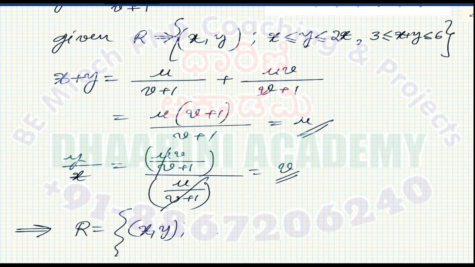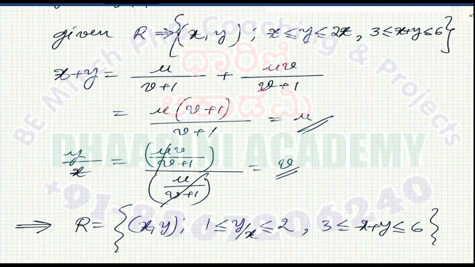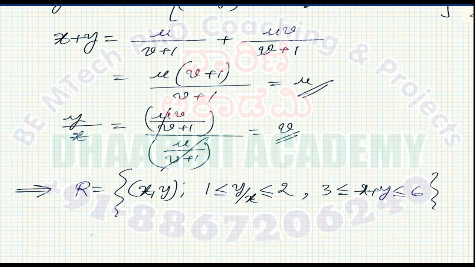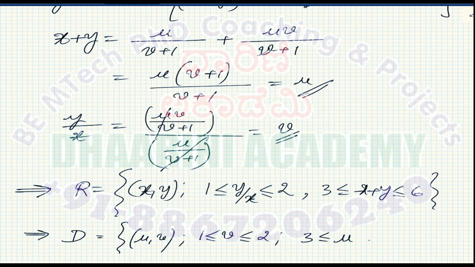Okay, now just to rewrite this, this is 1 less than or equal to y by x less than or equal to 2 and 3 less than or equal to x plus y less than or equal to 6. So it is very clear that I can replace the x plus y by u and y by x by v. So this implies the new region, that is D. We require D in my substitution part of the equation to solve the double integrals. All right, so now I write the equation in terms of u comma v. See, this is the transformation. 1 less than or equal to v less than or equal to 2, 3 less than or equal to u less than or equal to 6.